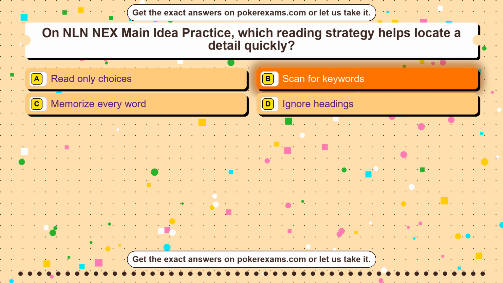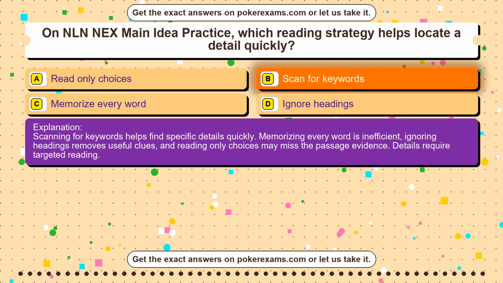Scan for keywords. A compound is made of two or more elements chemically bonded. Opinion, variable, and government are not chemical substance types. Bonding is the science clue.